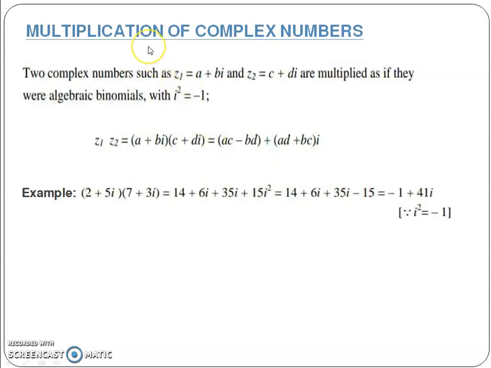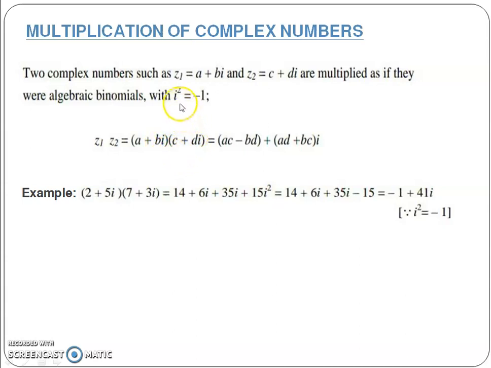Next is the multiplication of complex numbers. Again, the multiplication can be carried out as if the two complex numbers were algebraic binomials. That is, if Z1 is a plus b iota and Z2 is c plus d iota, for multiplying, I'll multiply a with c, that is ac. Then a with d iota, which will give us ad times iota. Then b iota into c, that is bc iota. And b iota into d iota will give us bd into iota square.